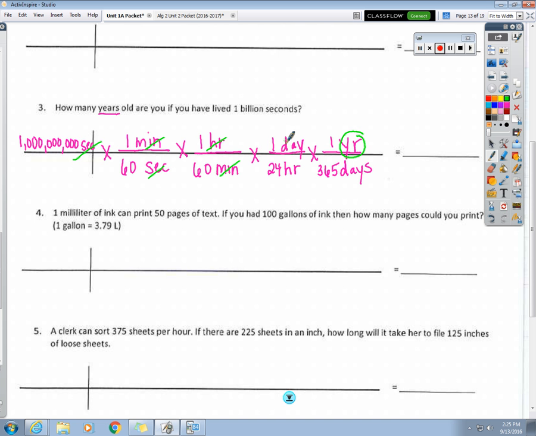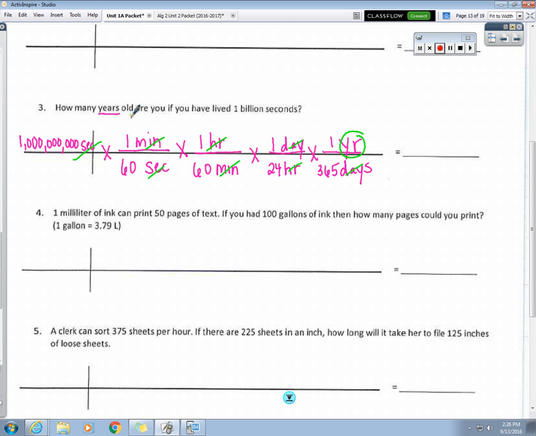Now this time, you're going to have to worry about the denominator because it's not going to be a 1. What is the numerator going to end up? 1 billion. Because look, 1 billion times 1 times 1 times 1 times 1 is just 1 billion. Okay, but then you got to divide that by your denominator, which ends up being what? 31 million, 536,000. Now divide those two numbers to see what the final answer is.